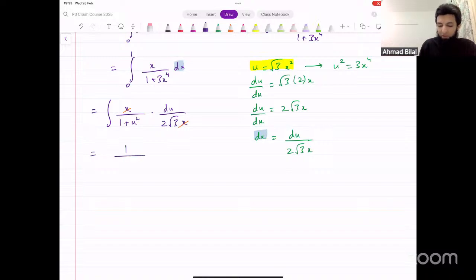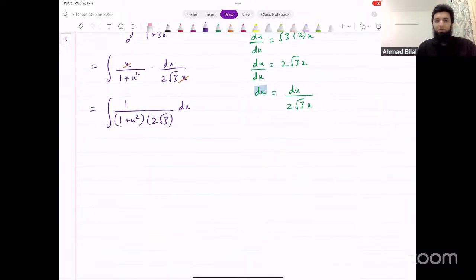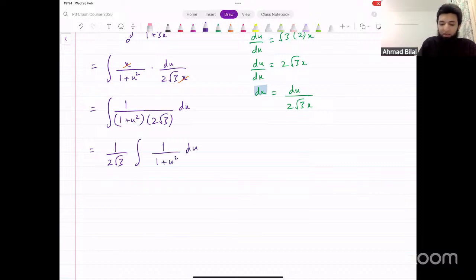1 over 1 plus u squared, whole multiplied by 2 square root of 3 times dx. We have to integrate this with respect to x. Now to simplify this, I can write this constant outside, right? That's just a constant that's being divided by the whole thing. We can write that outside like this, 1 over 2 square root of 3. And inside we're left with 1 over 1 plus u squared. We have to integrate this with respect to u.